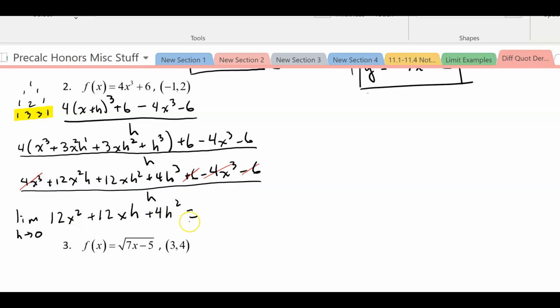And the limit as h approaches 0, we'll figure out with direct substitution. So that's 12x squared plus 12x times 0 plus 4 times 0 squared, which is going to give us 12x squared. So here's the derivative.